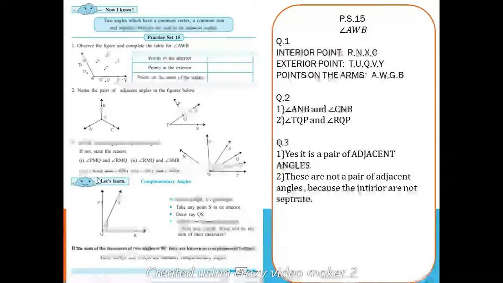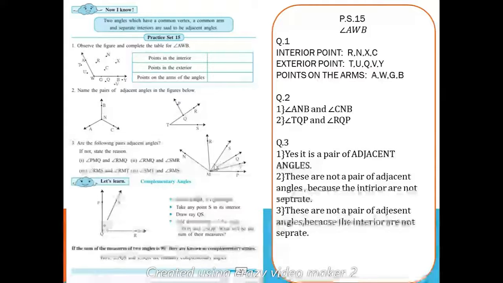Now third is RMS and RMT. So it is also not forming adjacent angles. Why? Because the ray RM is on the one side of the angle. It has the common vertex, but it does not have a separate interior and a common arm that will divide it into two different angles.